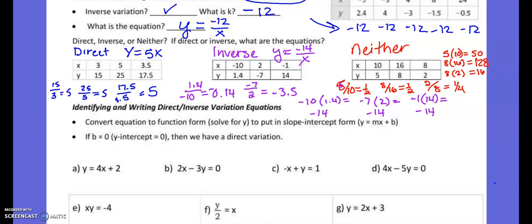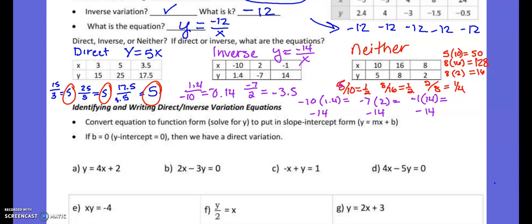Taking a look at our first table, I started by saying, okay, maybe it's a direct equation, so that means I would take y and divide it by x. 15 divided by 3 is 5, 25 divided by 5 is 5, and 17.5 divided by 3.5 is 5. So I lucked out on my first try picking if it was direct or inverse. So my y is equal to 5x. I just replaced this k with that constant of variation that I found.